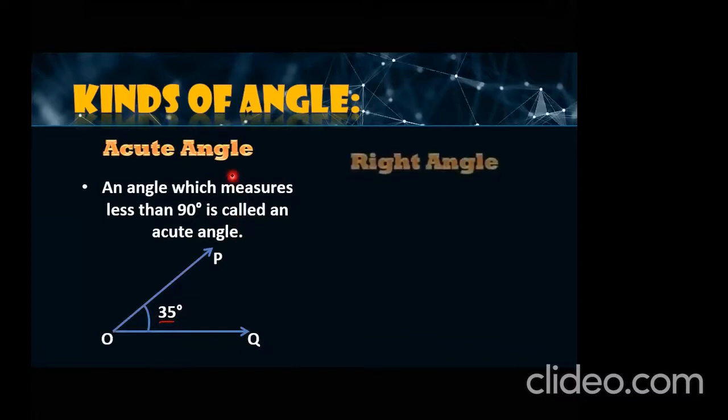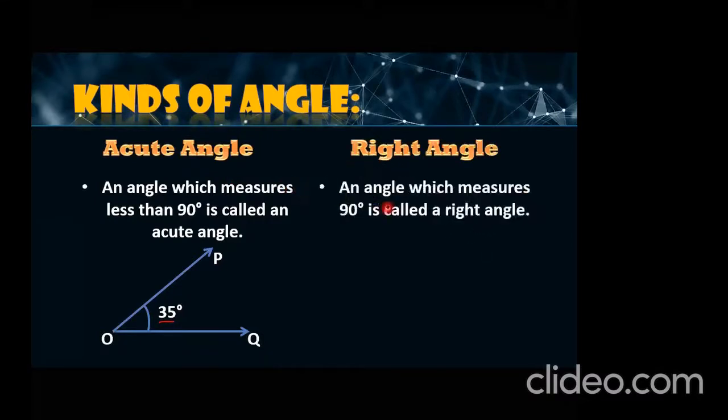Second is the right angle. An angle which measures exactly 90 degrees is called a right angle. Right. Just suppose this is the right angle NML, and the measurement of this angle is 90 degrees. The angle which is only equal to 90 degrees, you will say that it is a right angle.